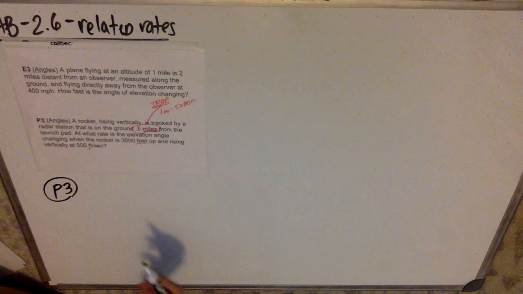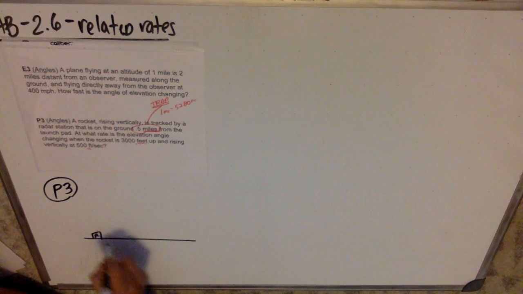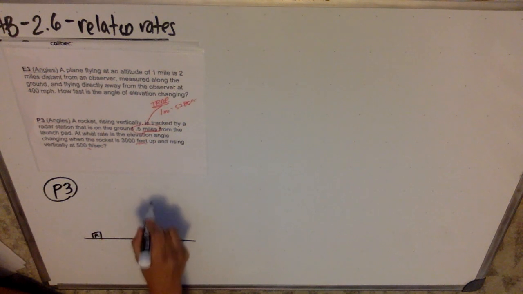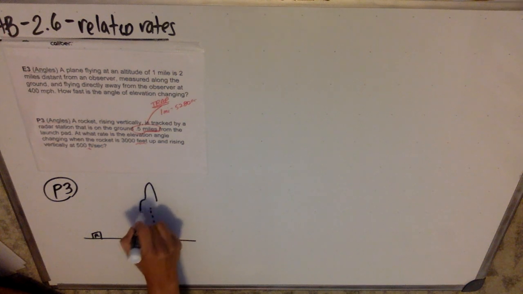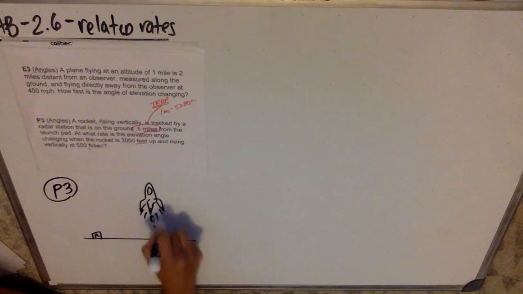So P3. Cool. Here's what we've got. We've got the ground. I've got a radar station here, and there's a rocket. I don't know what the rocket's going to look like. Should I make it look like a spaceship? I don't know. It's like, woo. Okay, great.